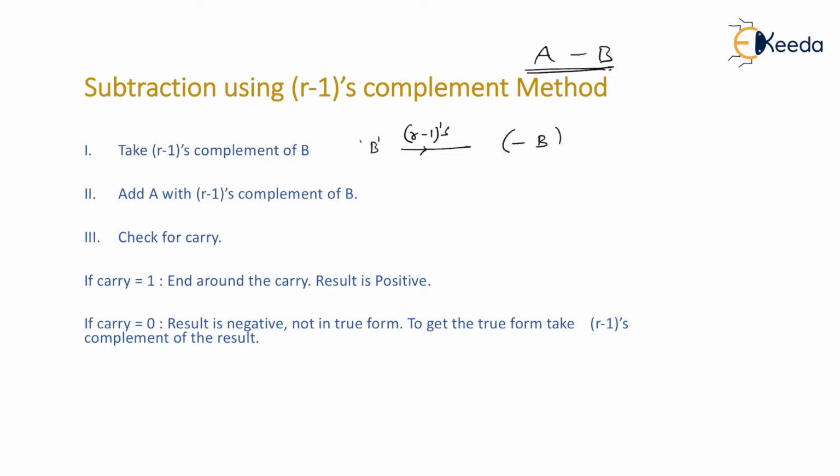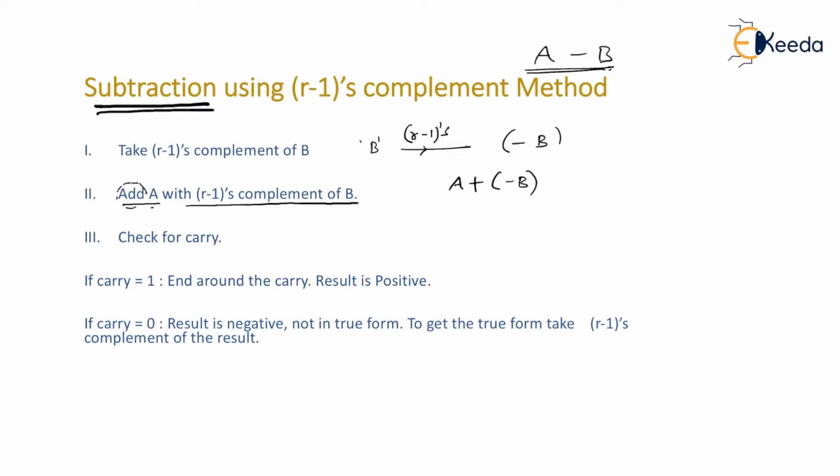What does step number 2 say? They are telling you to add a. Check it out. Even though we have to perform subtraction, they are asking me to add. And if you want to add, you need an adder. So what are you going to add? You are going to add a with the r minus 1's complement of b. Come on guys, the r minus 1's complement of b is not b, it is minus b. Meaning, can't I see my a minus b as a plus of minus b? What is minus b?